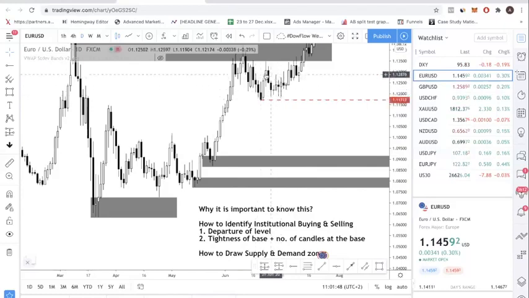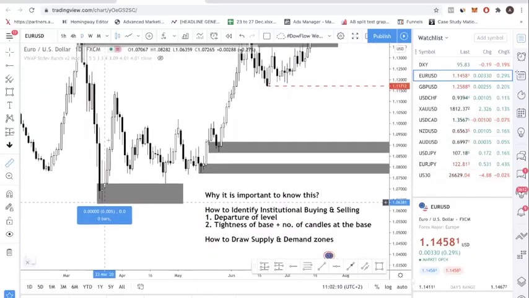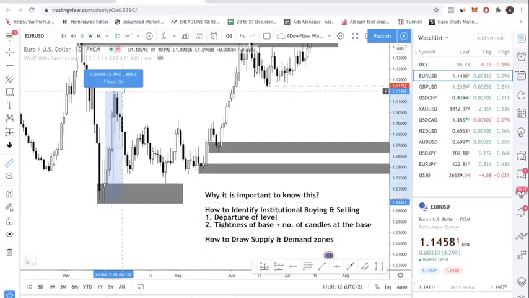So if you were to compare this zone over here and this level over here, this level is much stronger because of the departure of the level. Okay, so if you look at this example here, you can see that from this level, what happens is that you have 1, 2, 3, 4, 5 candles of solid buying.